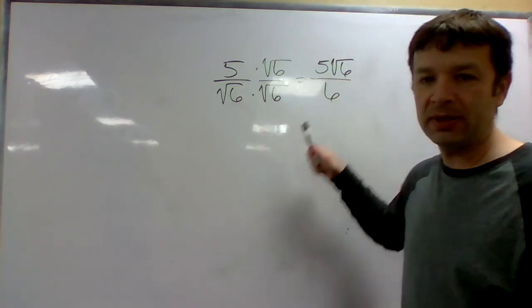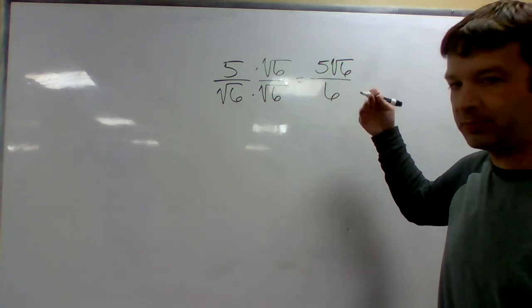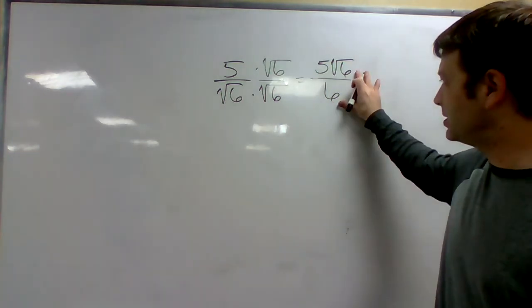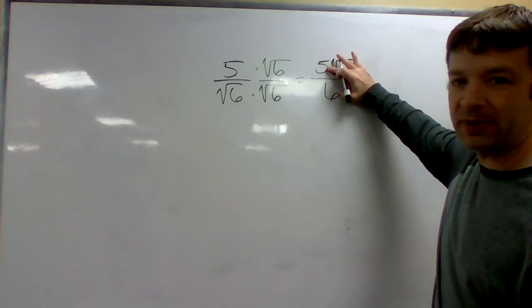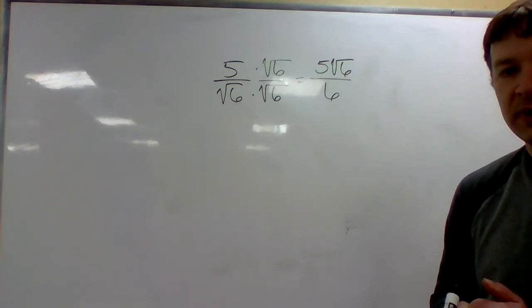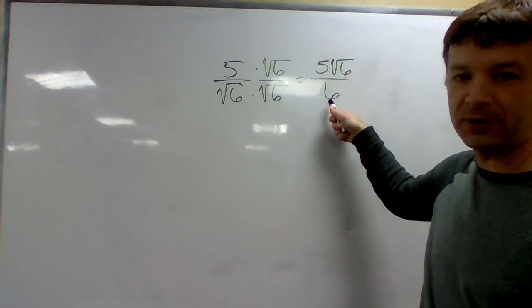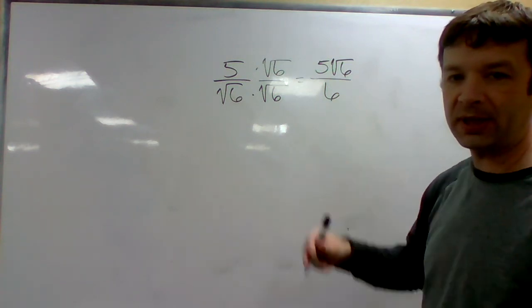So that would be it. Does square root of 6 and 6 reduce? No. They have to both be the same, both normal, both square roots. These don't reduce. Do 5 and 6 reduce? Well, no. I mean, they have nothing in common. If this was like 4 and 6, yeah, that would reduce like to a 2 and a 3. But in this case, nothing reduces.